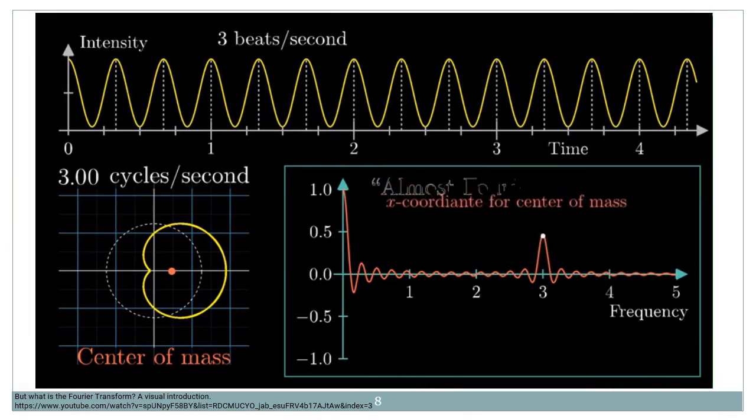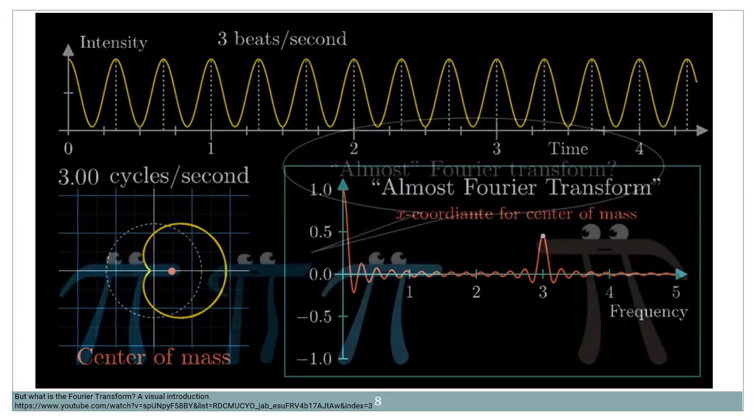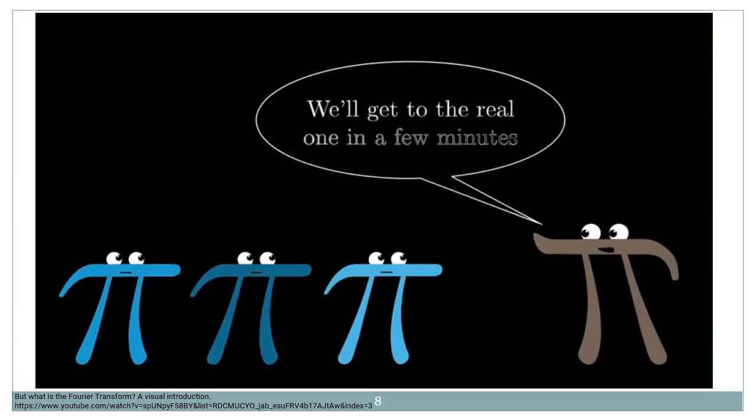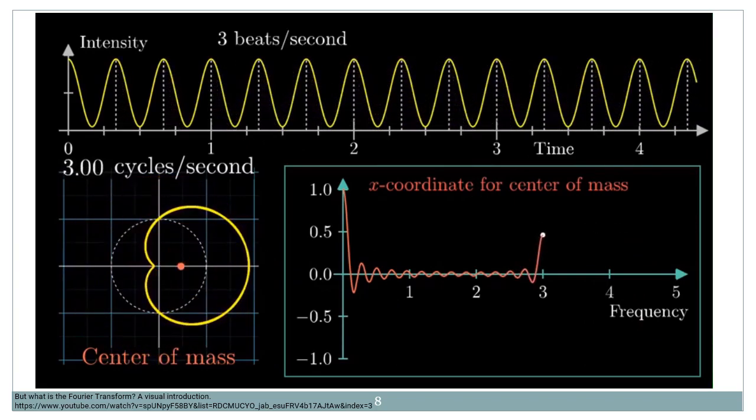This whole plot is what I'll call the almost Fourier transform of the original signal. There's a couple small distinctions between this and the actual Fourier transform, which I'll get to in a couple minutes, but already you might be able to see how this machine lets us pick out the frequency of a signal.